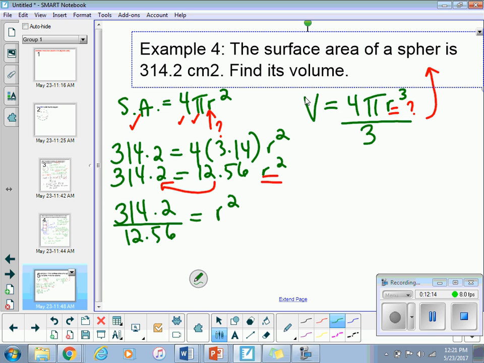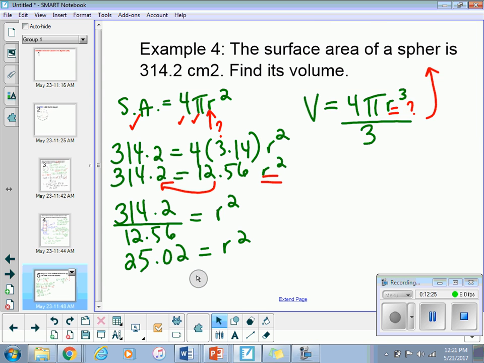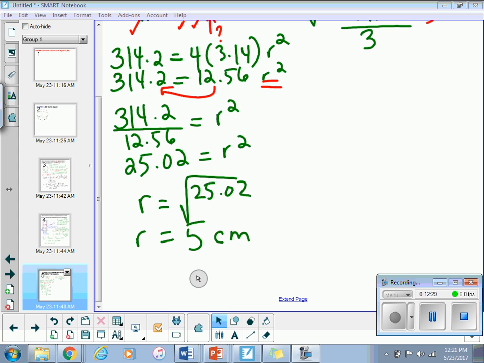And that should give you 25.02. That's equal to r squared. Well, to get r by itself, you take the root of the other side, and you end up with roughly 5 centimeters for the radius.